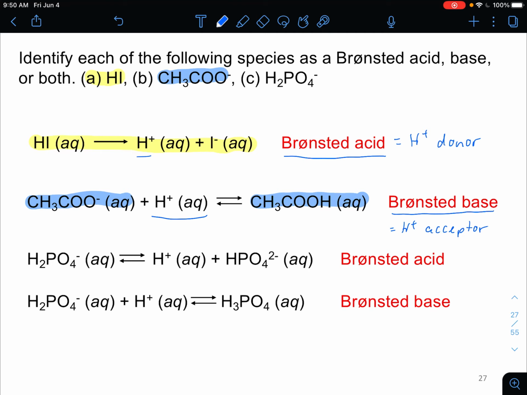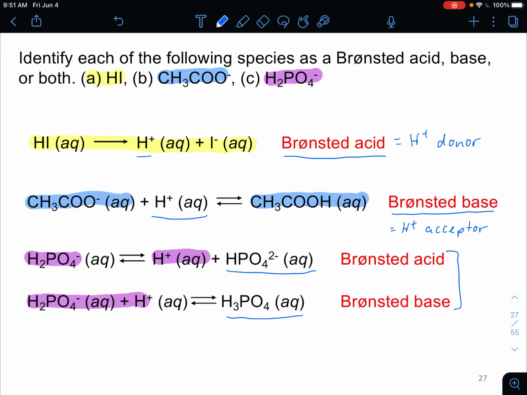Then the last one it asks about, we just saw this with dihydrogen phosphate, and it asks, is it a base, an acid, or both? Well, it depends, right? We can either see the dihydrogen phosphate giving up its H+ in order to become hydrogen phosphate, or we can see the dihydrogen phosphate receiving an H+ in order to go back to being phosphoric acid. So here it's behaving as both, depending on the reaction conditions. There are plenty of molecules like that. I think dihydrogen phosphate's a very good example.